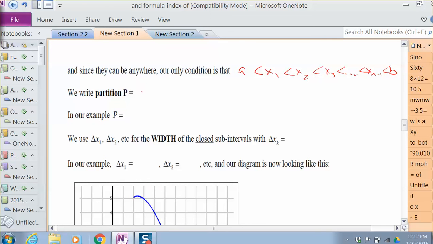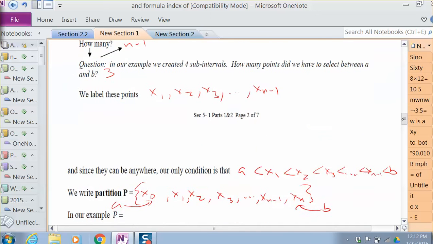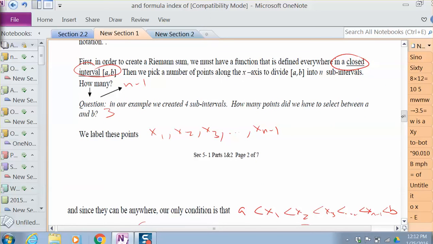So usually our partitions look like this: x0, x1, x2, x3, dot, dot, dot, xn minus 1, and xn. This might seem a little confusing right now, but it will make more sense when we do an example. Where this we'll call B, this we'll call A, and all this stuff's in between. That's why I was saying we have n minus 1 terms in between A and B.